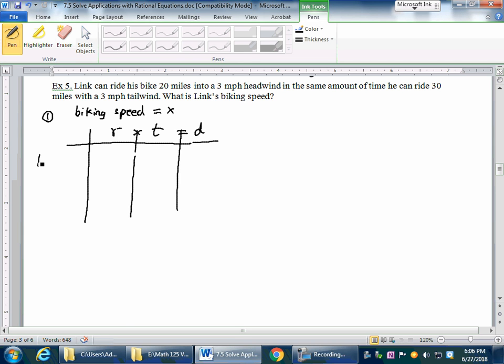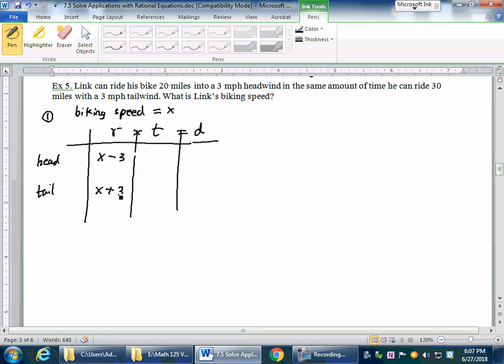And we have two scenarios, headwind and tailwind. If you're going headwind, that means the wind is slowing you down. So therefore, your rate will become slower. It's basically how fast you are biking, and then it will be slowed down by the speed of the wind, so it'll be x minus 3. And similarly, the tailwind is how fast you are going, but since you have a tailwind, meaning the wind is pushing you, so you'll go faster, so it'll be how fast you are going plus the speed of the wind.